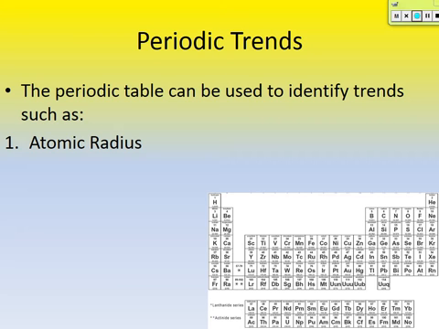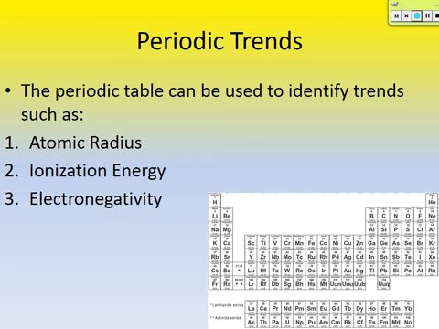Number 1 is atomic radius: how large the atom is, from the nucleus to the outside of its electron cloud. Also, we're going to talk about ionization energy. And then finally, electronegativity.